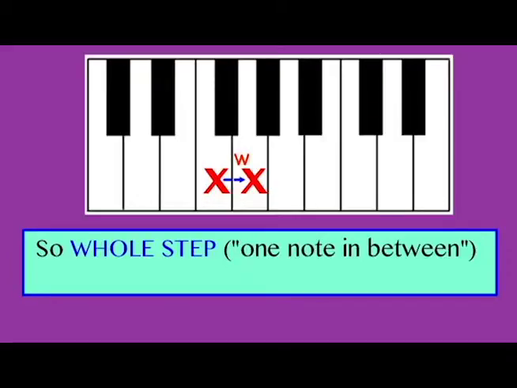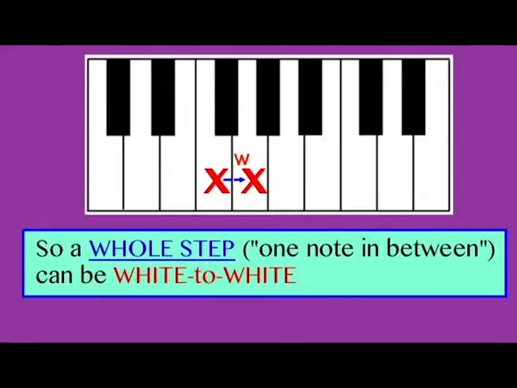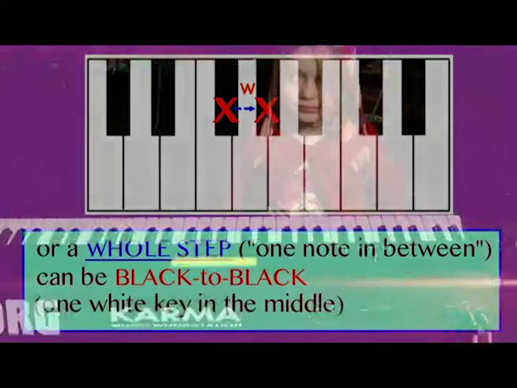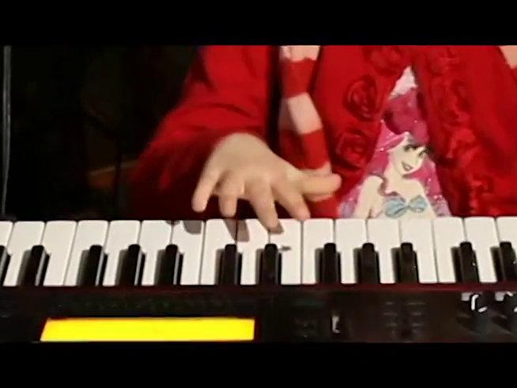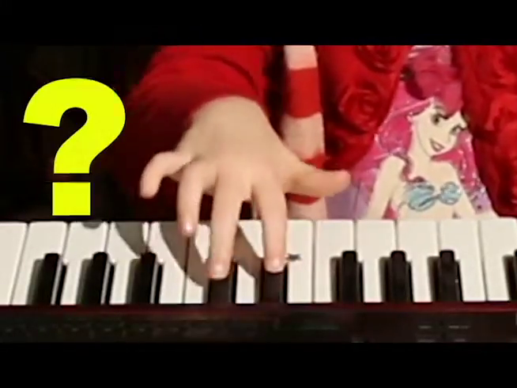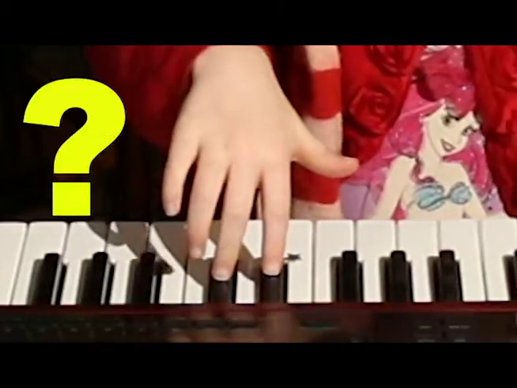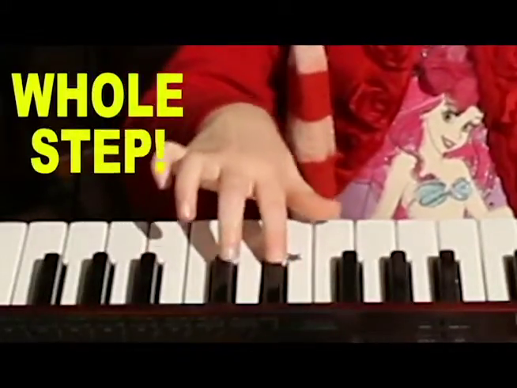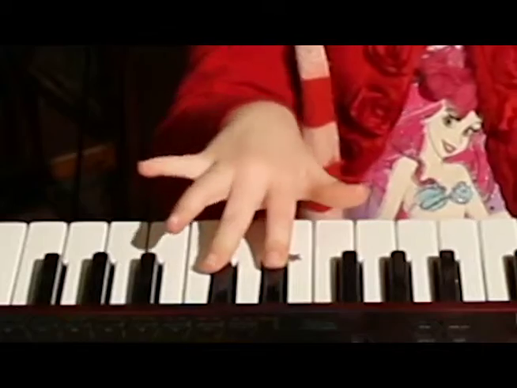It can be white to white, or it can be black key to black key with one white key in the middle. Can you do two black keys that have one white key in the middle? Is that a half step or a whole step? Whole step. Because it's got one in between. That's right, it is a whole step.